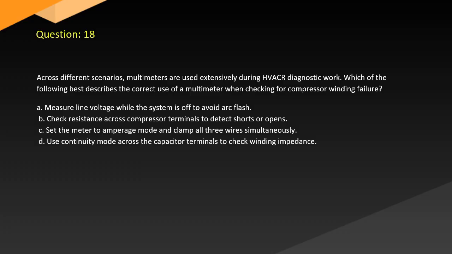Question 18. Across different scenarios, multimeters are used extensively during HVACR diagnostic work. Which of the following best describes the correct use of a multimeter when checking for compressor winding failure? A. Measure line voltage while the system is off to avoid arc flash. B. Check resistance across compressor terminals to detect shorts or opens. C. Set the meter to amperage mode and clamp all three wires simultaneously. D. Use continuity mode across the capacitor terminals to check winding impedance.